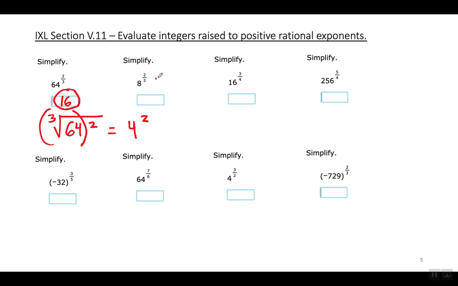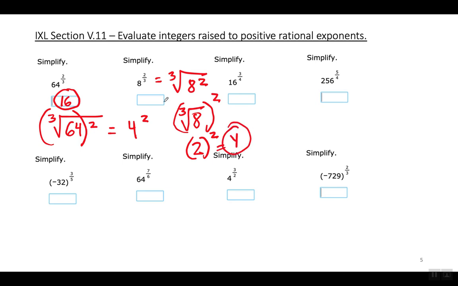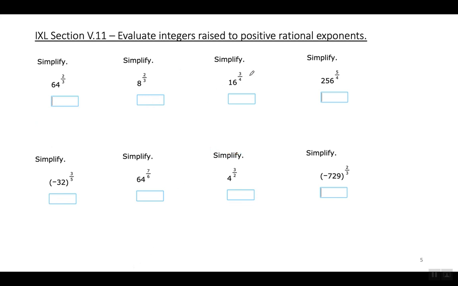All right, this one I rewrite it, and I got the cube root of 8 to the second power. So let's do this part first. The cube root of 8 is 2. And 2 to the second power is 4. And that's my answer for this one, 4. All right, this one right here, I rewrite it, and I got the fourth root of 16 to the third power. Let's do this part first, the fourth root of 16. The fourth root of 16 is 2. And 2 to the third power is 8.